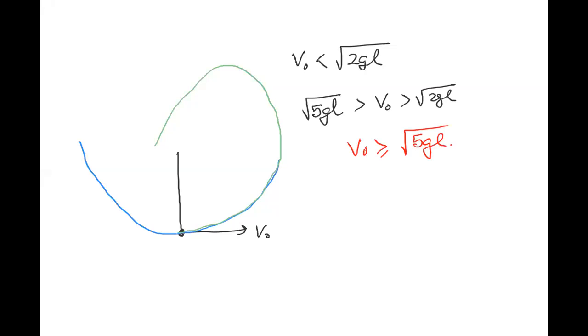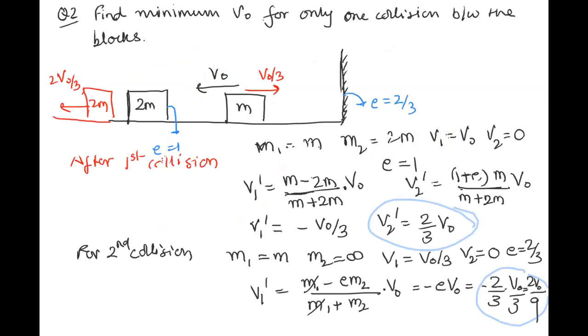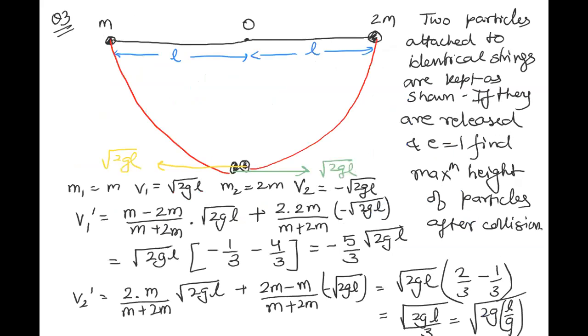नहीं शौनक तूने 180 डिग्री बोला. 180 डिग्री नहीं जाएगा. V naught is greater than root 5 GL. What happens? हाँ शौनक यही सोचा है. तूने लिख रहा है. अरे मेरा पेन. हाँ खोल सकते. अब मेरे को बताओ मैक्सिमम हाइट क्या होगा.